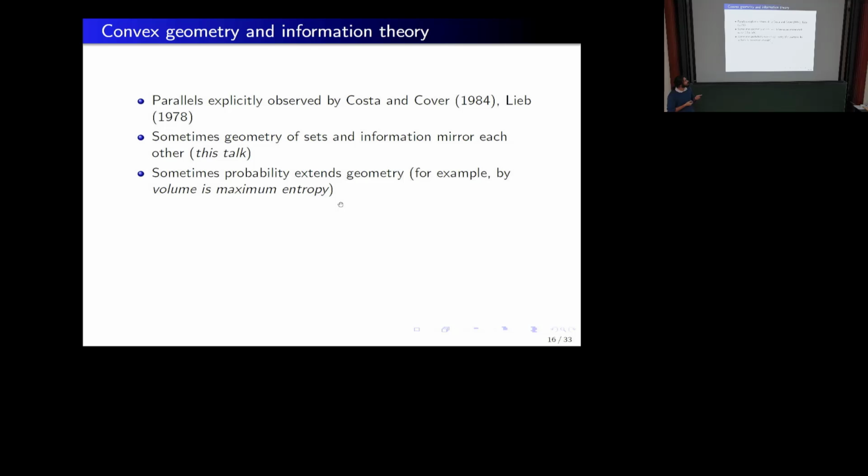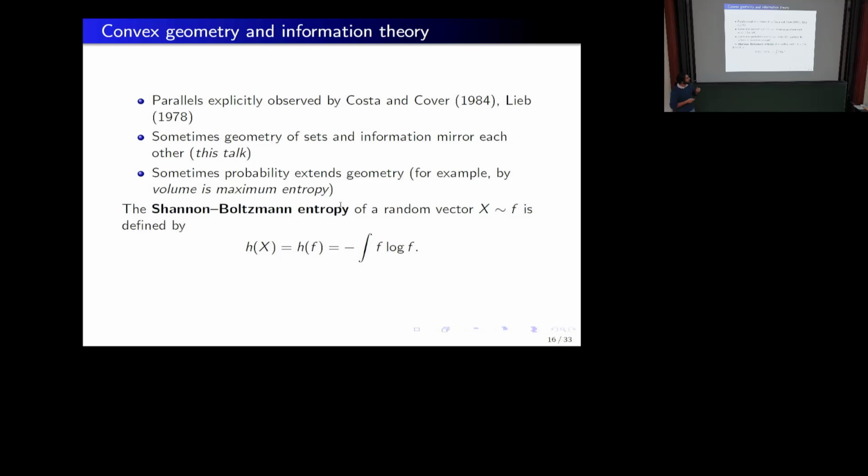Sometimes you can think of probability as extending geometry. For example, if you think about optimal transport, so this is a viewpoint where probability theory extends geometry. You can think of volume as maximum entropy, and then displacement concavity of entropy implies Brunn-Minkowski and so on. But this is not what my talk is about. It's about the second bullet point. And of course, I should sooner or later define the entropy, which is integral minus f log f.